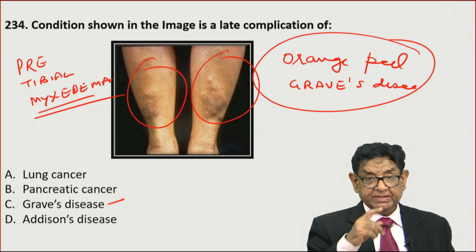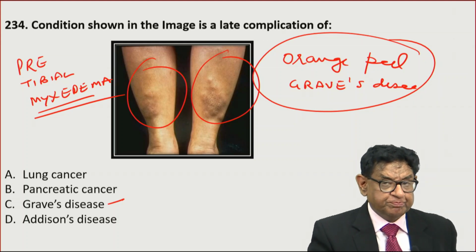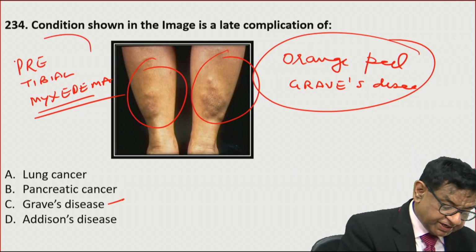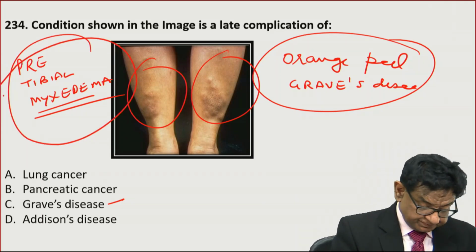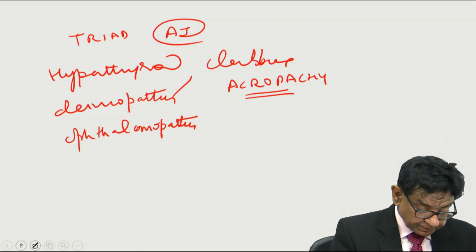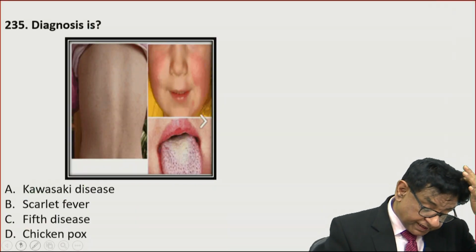It's not myxedema. Myxedema is seen in hypothyroid. He's talking of pretibial myxedema. It is a very frequently asked question. What is the diagnosis of this case?